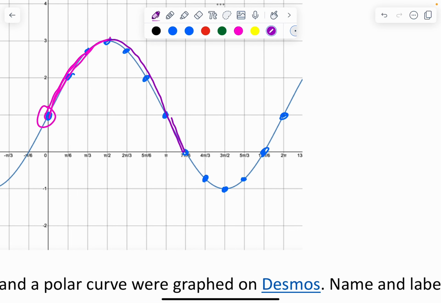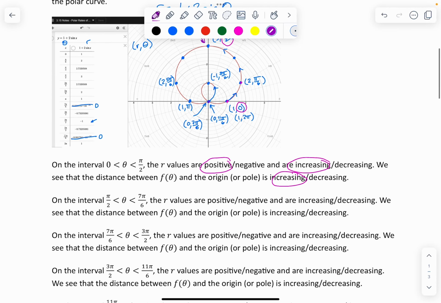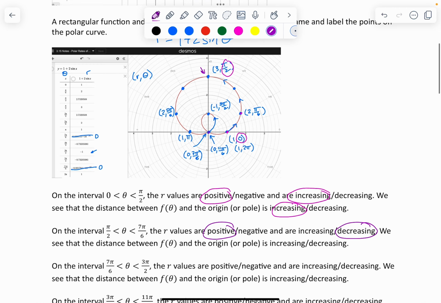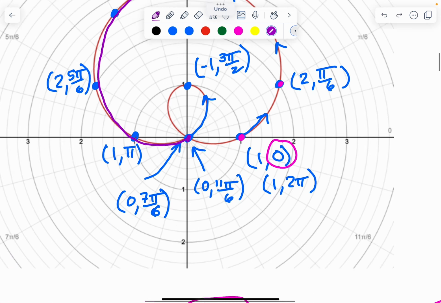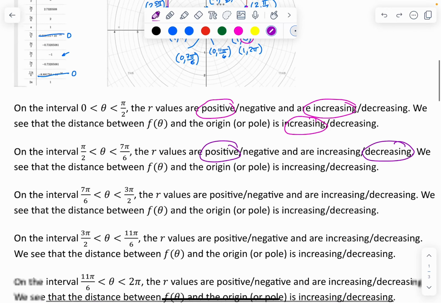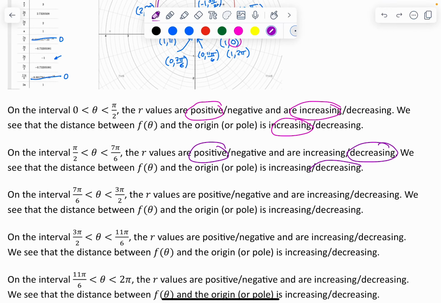Now, why did I stop at 7 pi over 6? Because this is where my R values are positive still, and they're decreasing. Okay. Now, what happens is I move from pi over 2 to 7 pi over 6 and come this way. Notice the distance that I am from the pole. So, like if I'm here, this distance. Oh, that's a terrible line. This distance is smaller than that initial amount where we started. So the distance between the curve and the origin is decreasing.